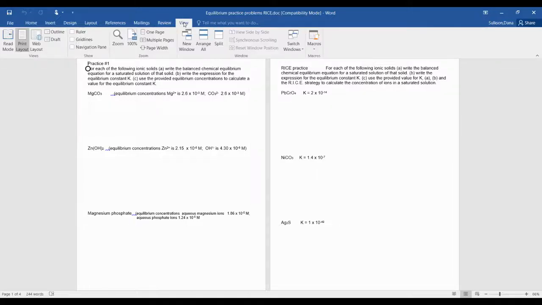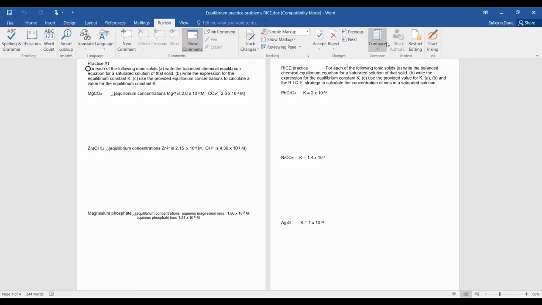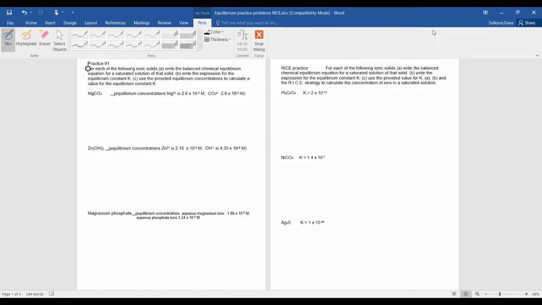All right, so I'm going to go over the answers to the practice 1 equilibrium calculations and how to set up the actual expressions. Let me get into my inking here. All right, so I went over the first one already. I'm going to do a couple more with the answers.